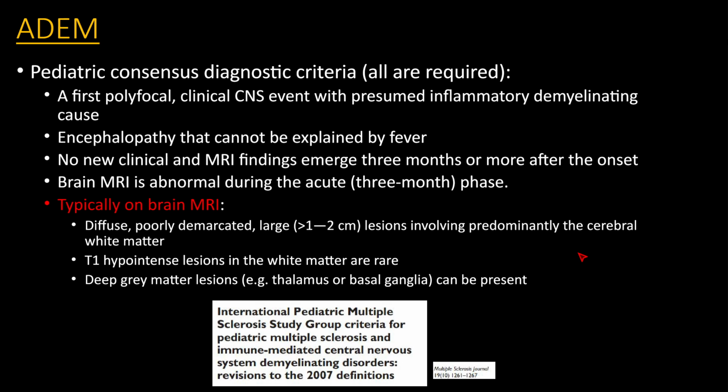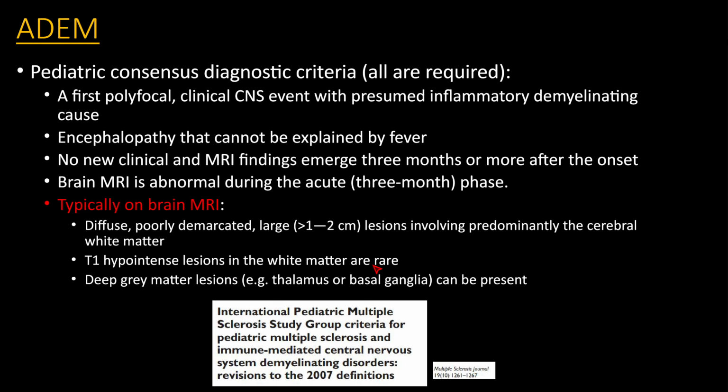Now, one thing to know about ADEM is that in the pediatric population, there's actually a consensus diagnostic criteria, and I've put in the article that has that consensus diagnostic criteria. The thing to know about it is that they do include brain imaging as part of the diagnostic criteria, and these are the conditions they think should be seen on the brain MRI. You should see these diffuse, poorly demarcated, and large lesions involving predominantly cerebral white matter, and deep gray matter lesions can be present. And T1 hypointense lesions, they say, are pretty rare.